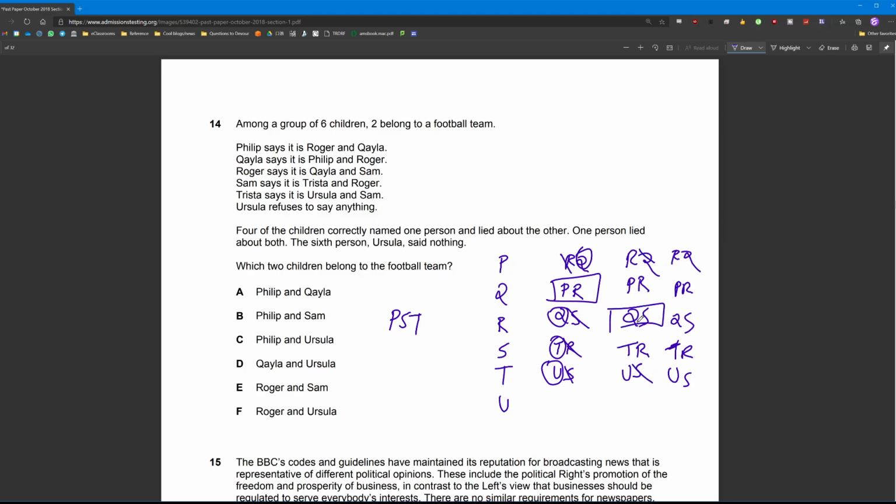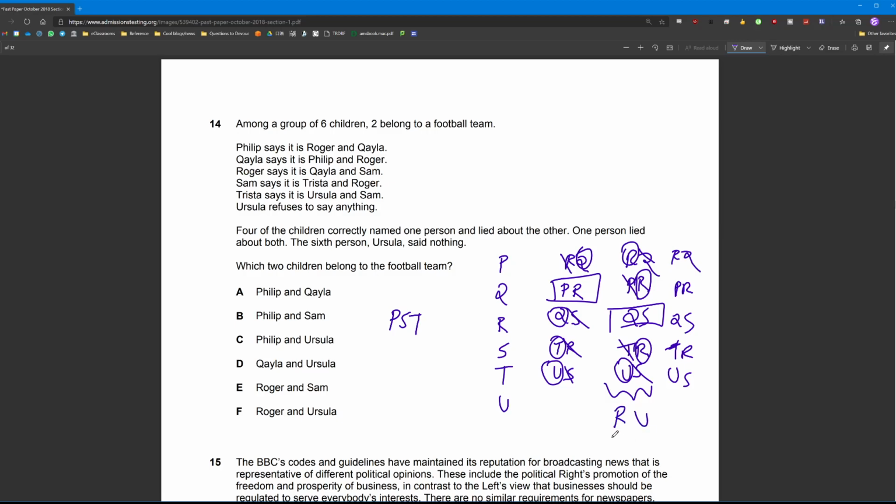That means S is a lie and R is a lie. And Q is a lie. That means R is on the team, U is on the team. If R is on the team, then P is a lie, correct? If R is on the team, then T is a lie. Oh, so if you look at this, this is the scenario in which everything is logically consistent. R and U are on the team.